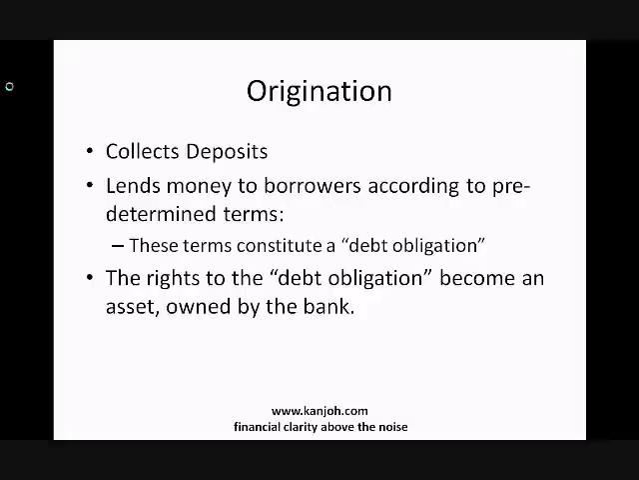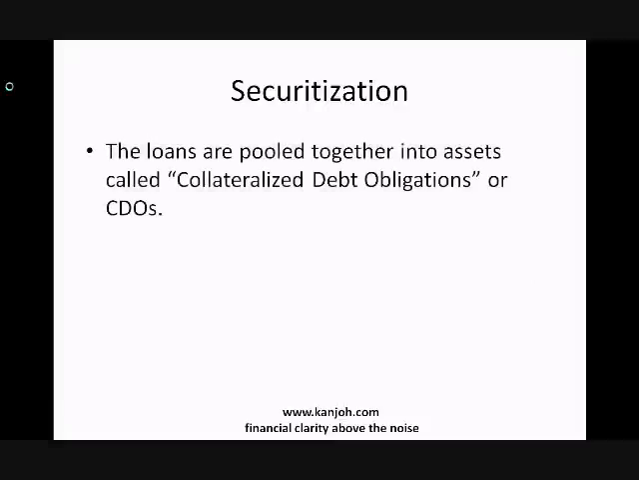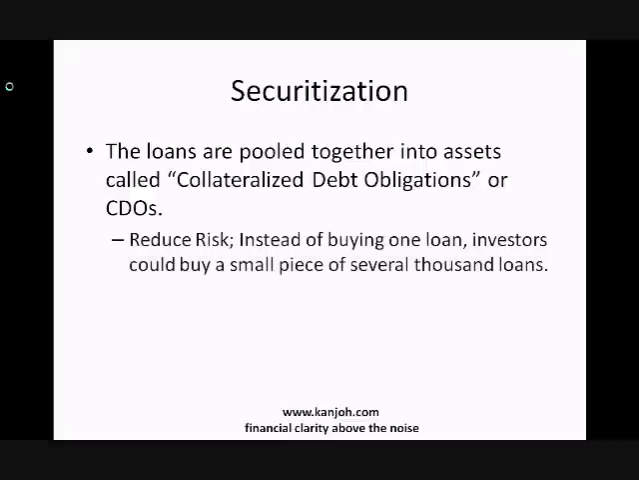Now let's move along to securitization. In securitization, the banks will take all of these loans and pool them together into assets called collateralized debt obligations, or CDOs for short. Now, why would a bank do this? The major reason is to reduce risk. A lot of investors are very concerned about buying individual loans because if one guy defaults, you might lose 70, 80, 90, 100% of your investment, a very large percentage. But this way, instead of buying just one loan, investors can buy a small piece of several thousand loans. So your risk is diversified and it's reduced.